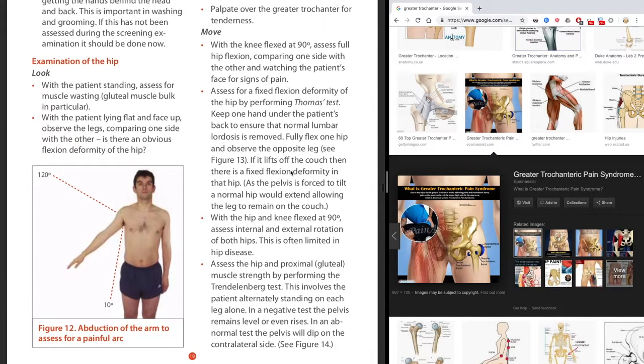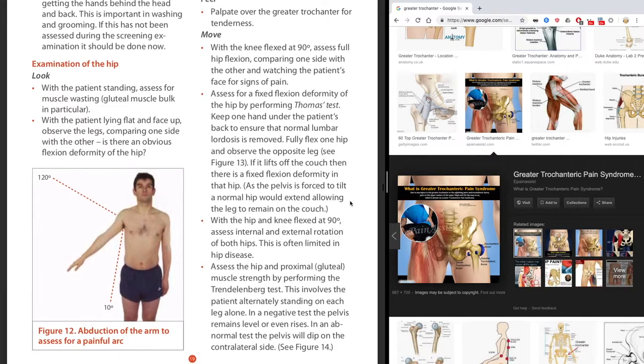Fully flex one hip and observe the opposite leg. If it lifts off the couch, then there is a fixed flexion deformity in that hip. As the pelvis is forced to tilt, a normal hip would extend, allowing the leg to remain on the couch. So Thomas's test, if it's positive, will indicate fixed flexion deformity of the hip.